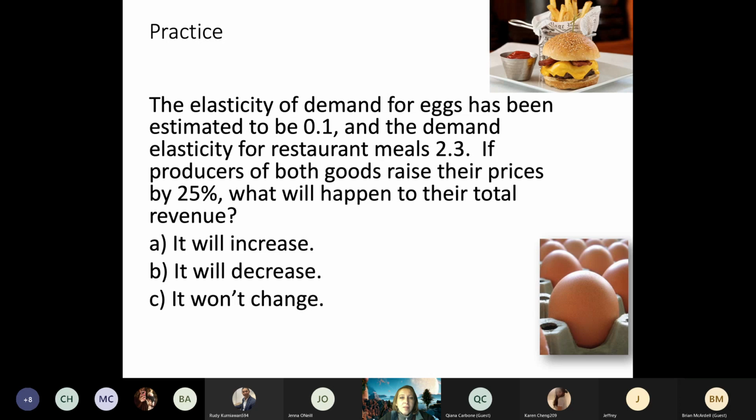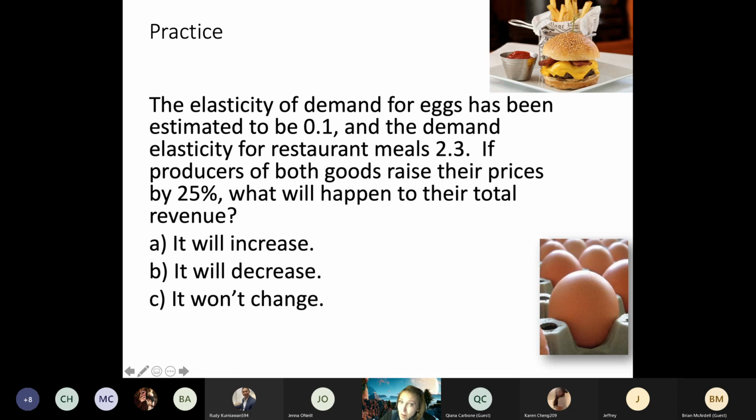Okay, now we've already answered this question, but we're returning to it. The elasticity of demand for eggs has been estimated at 0.1, and the demand elasticity for restaurant meals, 2.3. If producers of those goods raise their prices by 25%, what will happen to their total revenue? Okay, so no, we didn't answer this question. It's about total revenue. And in this case, it will be one answer in case of eggs, a different answer in case of restaurant meals.